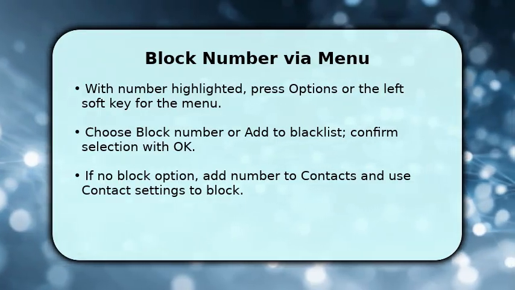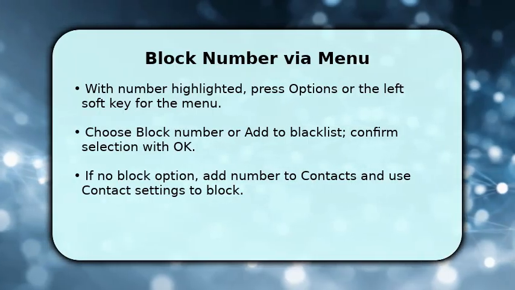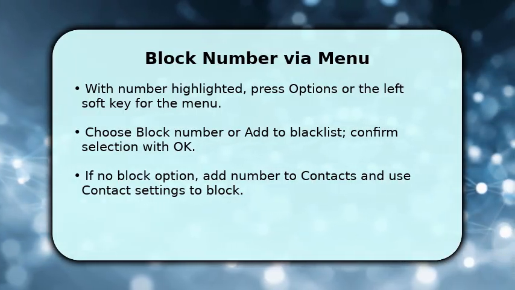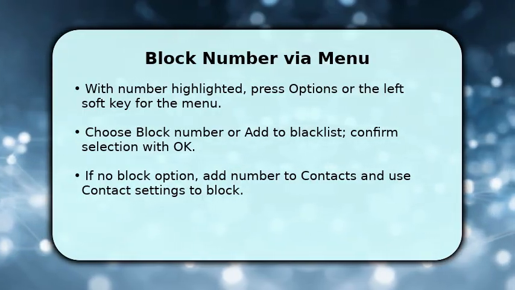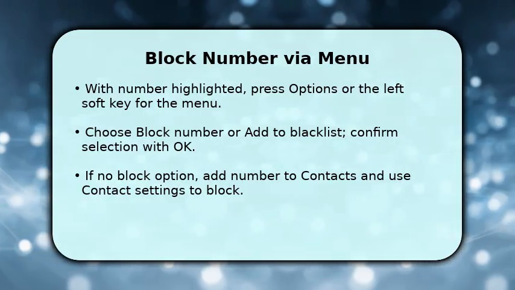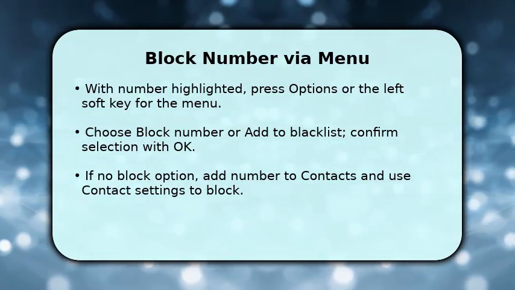If your Jio Phone firmware lacks a direct block item, create a new contact for the number and open its settings to enable block. This is a reliable workaround because contact-level blocks are supported across updates.